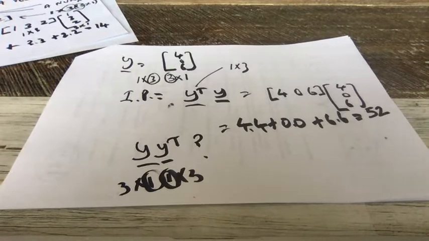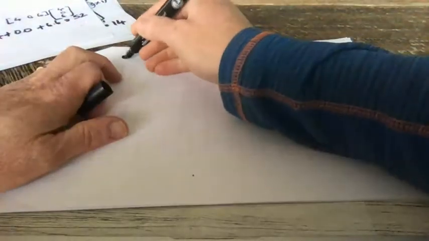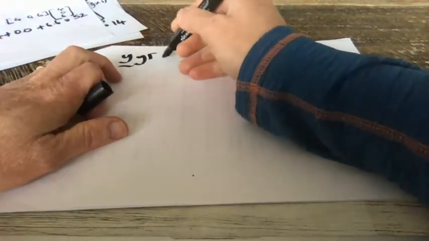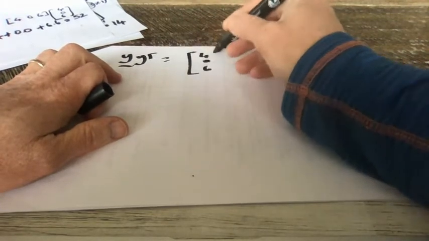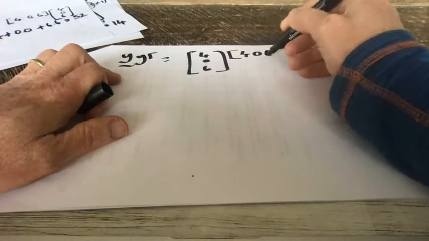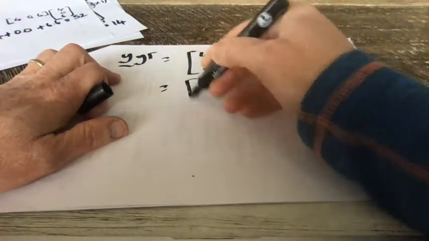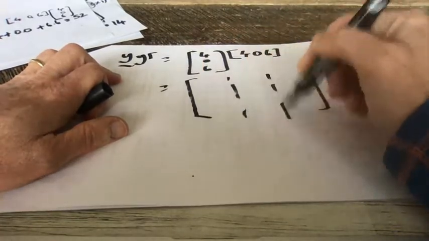So in this case now, I'm going to do the y y transpose just for the sheer hell of it. So I'm going to get y y transpose on the next page. y is 4, 0, 6. And y transpose is 4, 0, 6. We know it's a 3 by 3 matrix, so that's what I write down here. And because it's a 3 by 3, I have 3 columns.